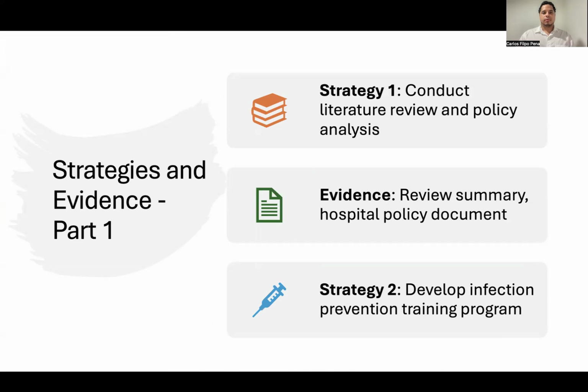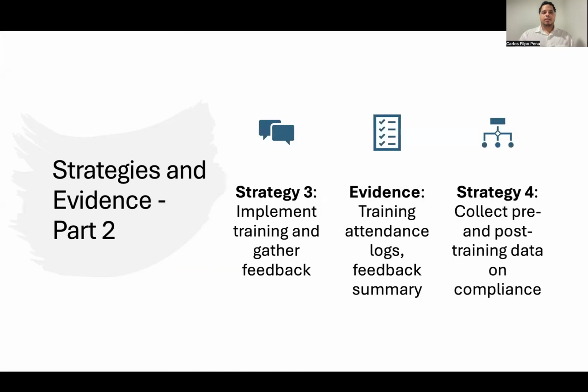The second strategy was developing a targeted infection prevention training program using insights from both the literature and feedback from staff. The third strategy involved implementing the training and gathering feedback from participants to make refinements as needed. Evidence for this step includes attendance logs and feedback summaries.